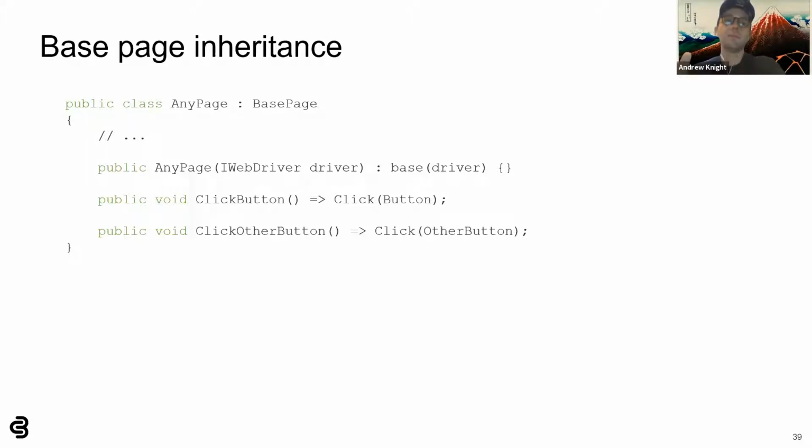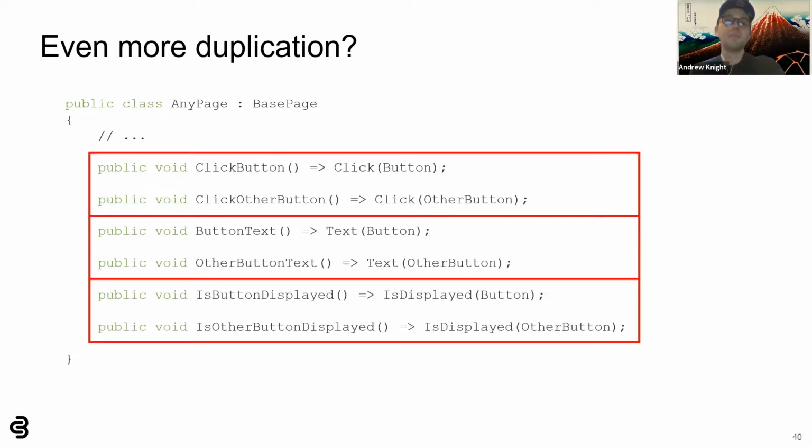I've seen many teams stop here and say, this is good enough. Unfortunately, in my opinion, this isn't very good at all. The base page helps mitigate code duplication, but it doesn't solve its root cause. Page objects inherently combine two separate concerns: page structure and interactions.